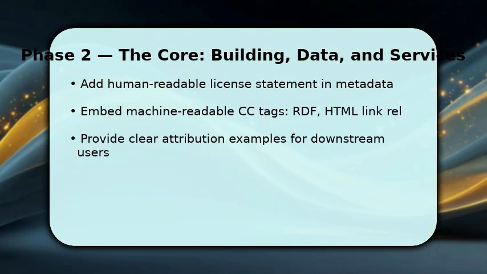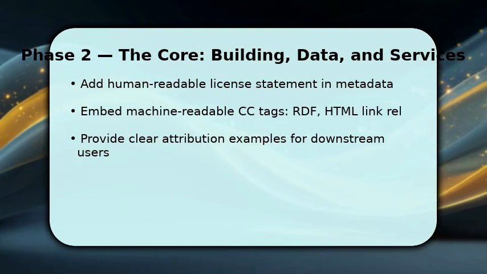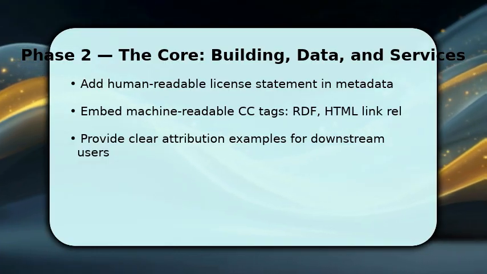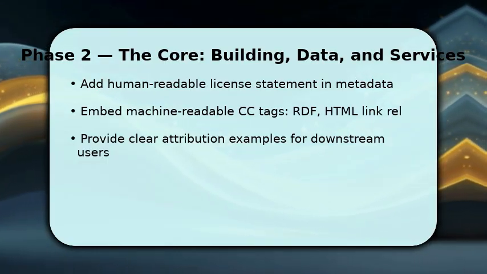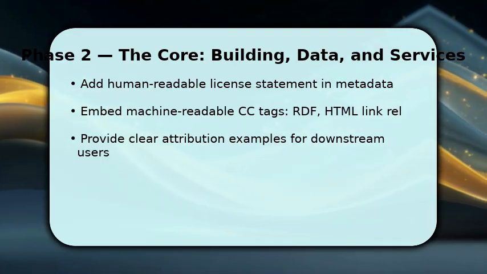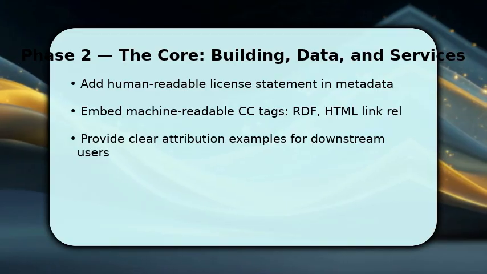Now apply the license directly. Add a one-line human-readable statement near the work and embed machine-readable metadata so services can index the license. Explain exactly how you want attribution formatted: name, title, source, license, so you avoid ambiguity.